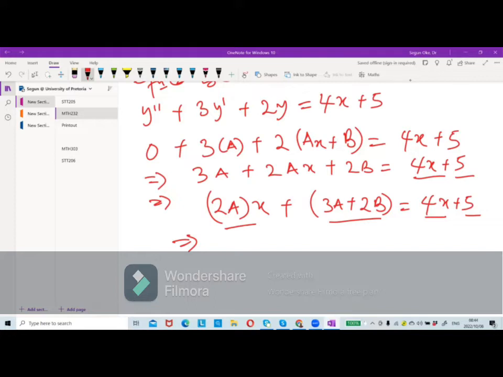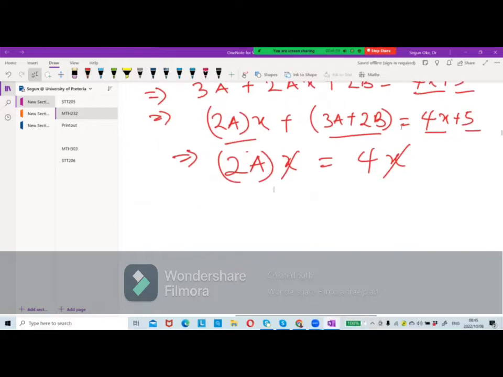So now let's link them. Or if you want me to write it out, you can still see that. I can say 2a x equals 4x. X cancels x. Do you agree? Yes. Now, let's continue. I can now find my a. I can say 2a equals 4. What is my a? 2. Yes, my a is equal to 2.